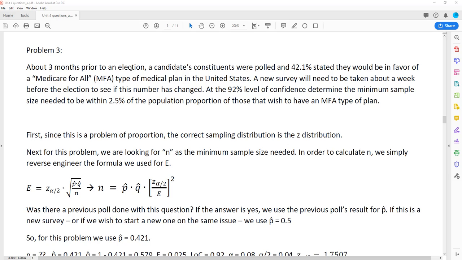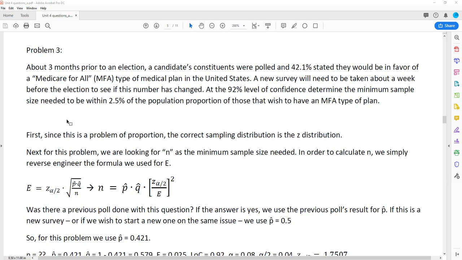Let's take a look at this problem first. About 3 months prior to an election, a candidate's constituents were polled, and 42.1% stated they would be in favor of a Medicare for all type of medical plan in the United States. A new survey will need to be taken about a week before the election to see if this number has changed. At the 92% level of confidence, determine the minimum sample size needed to be within 2.5% of the population proportion of those that wish to have a Medicare for all type of plan.